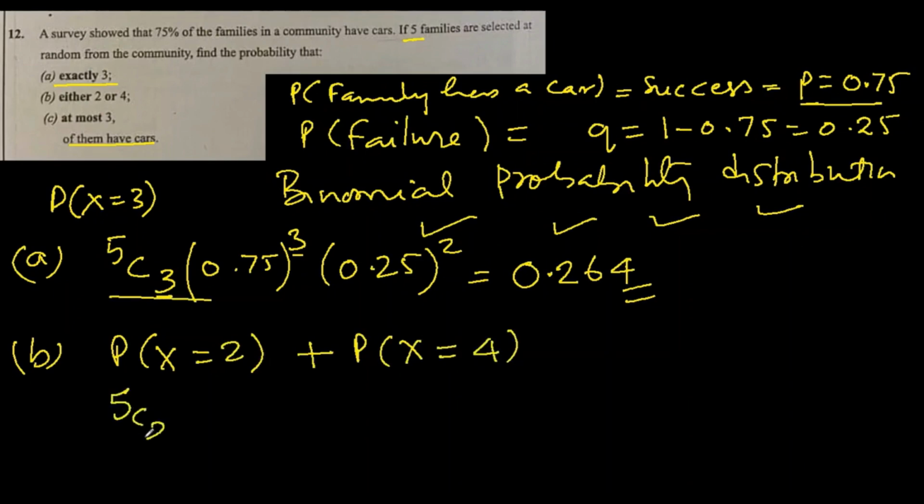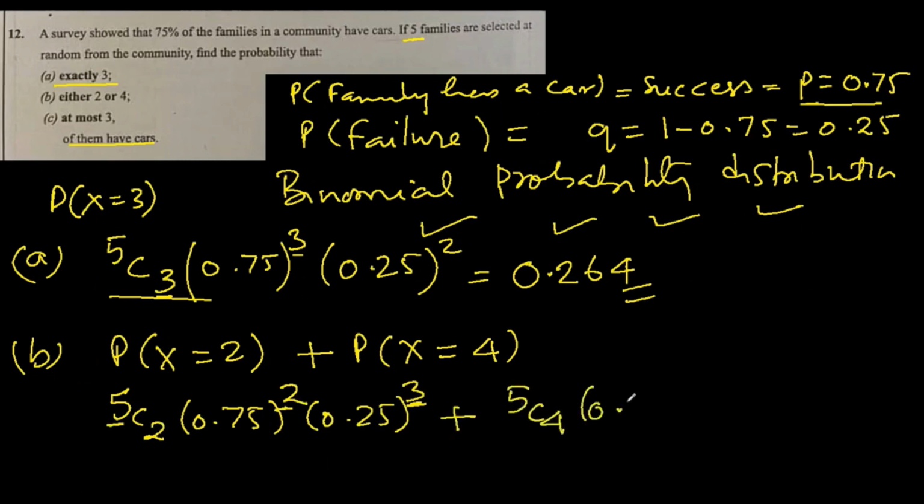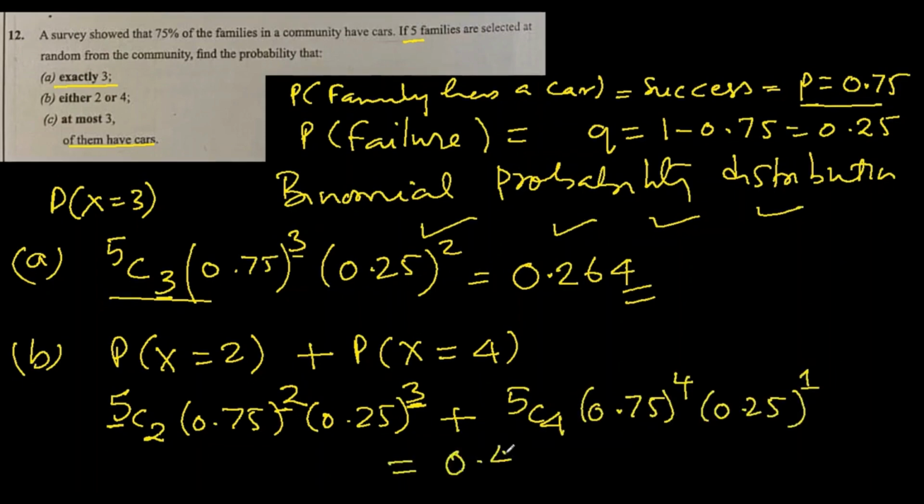So 5C2 this time, 0.75 square, 0.25 and cube. This exponent plus this exponent should always be equal to the number of selections, 5. Or 5C4, 0.75 to the power 4, 0.25 to the power just 1, equal to 0.483 is the answer.